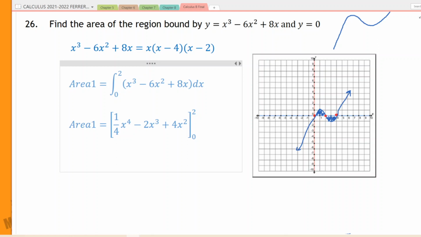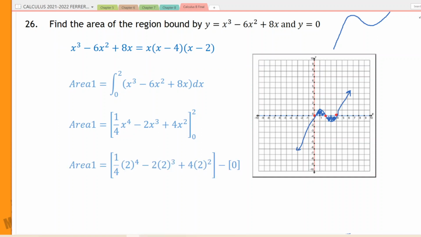So I have my antiderivatives. I'll substitute my upper and lower limits. So substituting my 2 first, well, I'm not going to do a whole lot here. I'll just put the 2's in. And then for substituting 0, well, since each one of these addends in the antiderivative has an x, when I substitute 0, I am just going to get 0.